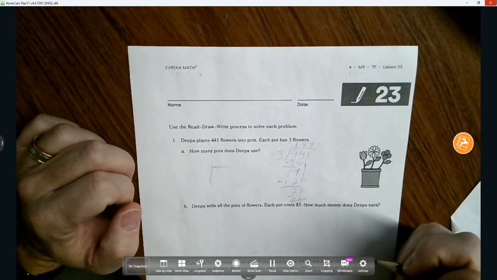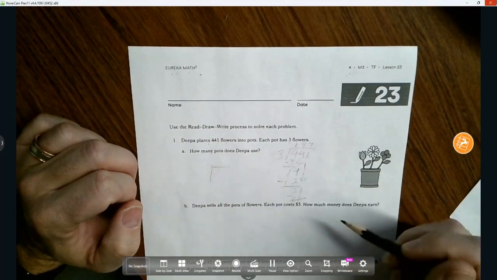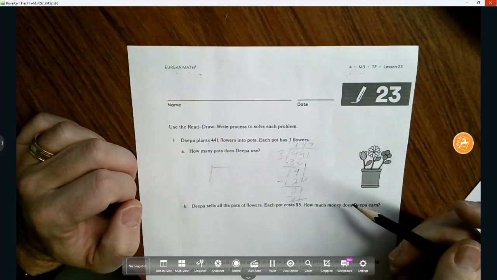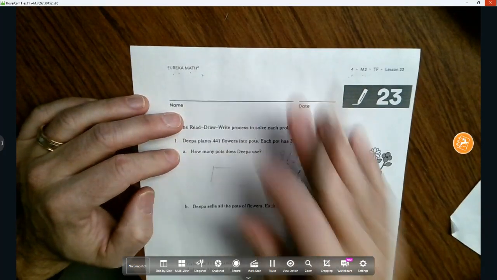All right. Read, write, draw process. I know you can kind of see it there. I'm sorry. I can't erase any better. I'm out of copies for this thing. So we're going to act like you don't see that. We're going to keep going.